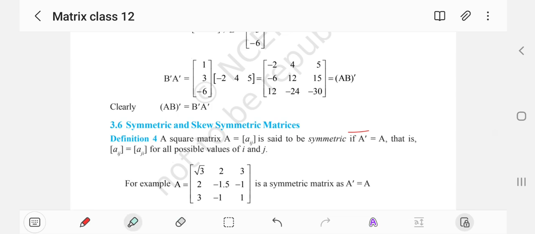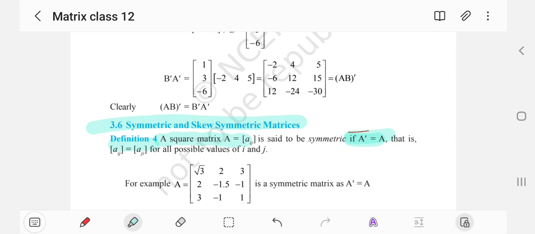Okay, now let's begin today's discussion with symmetric and skew-symmetric matrices. First comes the definition. In simple language, a symmetric matrix is one in which my original matrix and the transpose matrix are both equal. And obviously it should be a square matrix, because if it is not a square matrix, then the original matrix and the transposed matrix can never be the same, right?